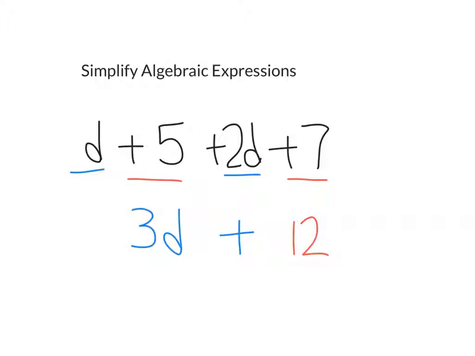And that's what you're doing. You're combining whatever you can combine, and you're getting rid of parentheses. And really, it's just all about identifying what are constants, like 5 and 7, and what are variables, like d and 2d.